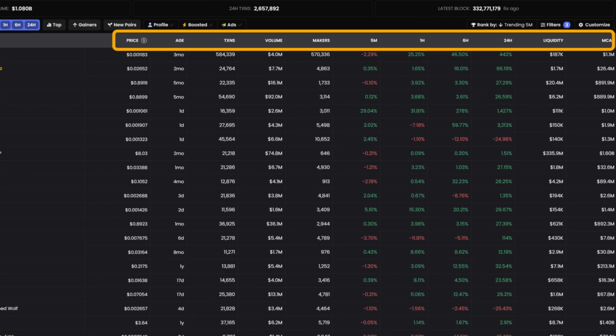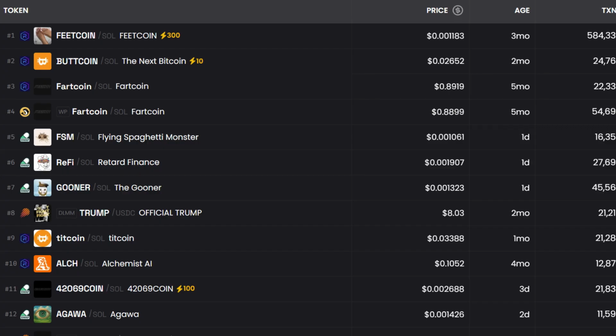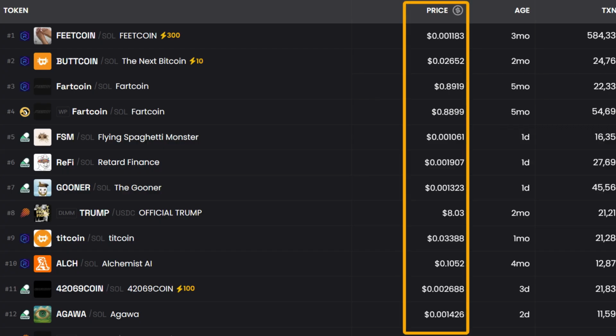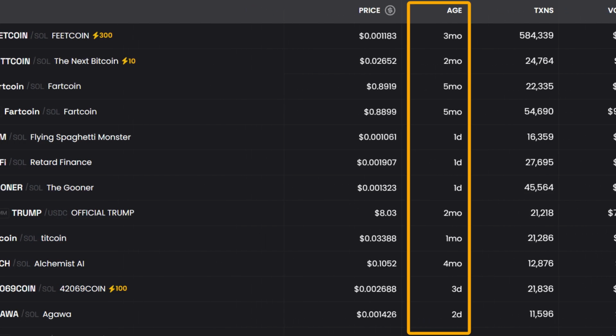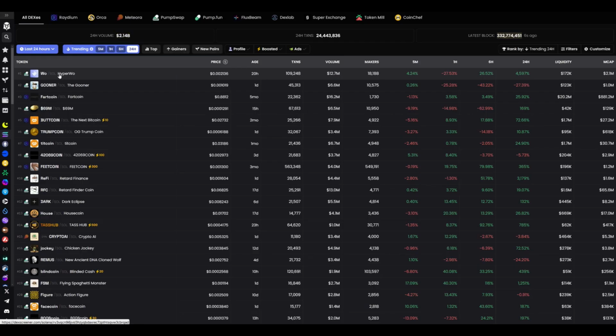It's divided into columns, and each one has its own significance. The first column shows the token price in dollars, meaning its current value. The second column displays the trading volume, indicating how much money has gone through the token in the last 24 hours. The third column shows the token's age, how many hours or days it has been in existence. I analyze this data and choose a token that appears active, for example, one with good volume and moderate growth. Now I click on a token and its page opens.